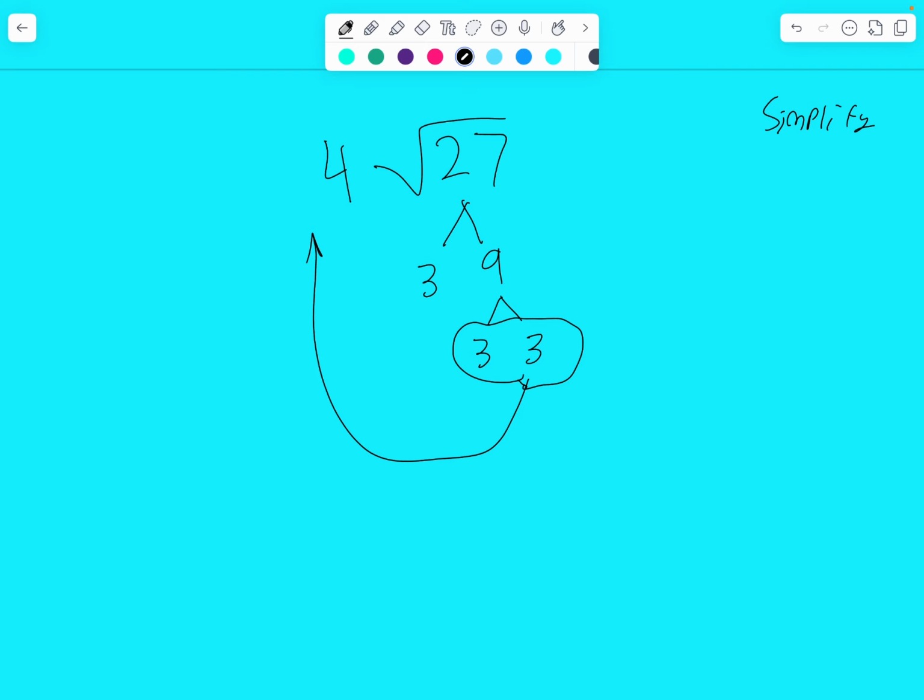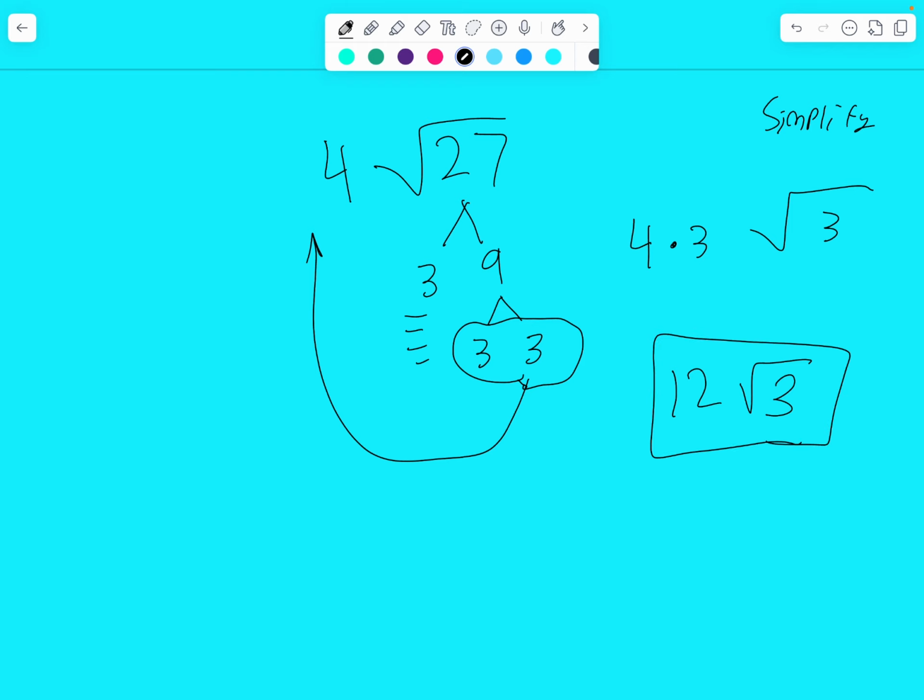So you're going to have 4, and then you have this 3. Because remember, they become 1, and they go outside. This 3 is all by itself, so it's going to stay indoors by itself. What's 4 times 3? 12. Bingo. That's it, you guys, on that.